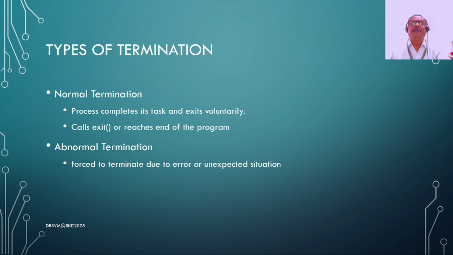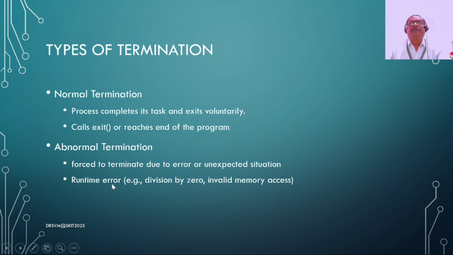Operating system is free to stop any process if it is going to disturb the whole ecosystem. So instead of that, better stop it. That's what we call abnormal termination. It is forced to terminate due to error or unexpected situation. This is due to runtime errors. This is not visible during compilation, it is only visible during running it. So all these are the runtime problems.